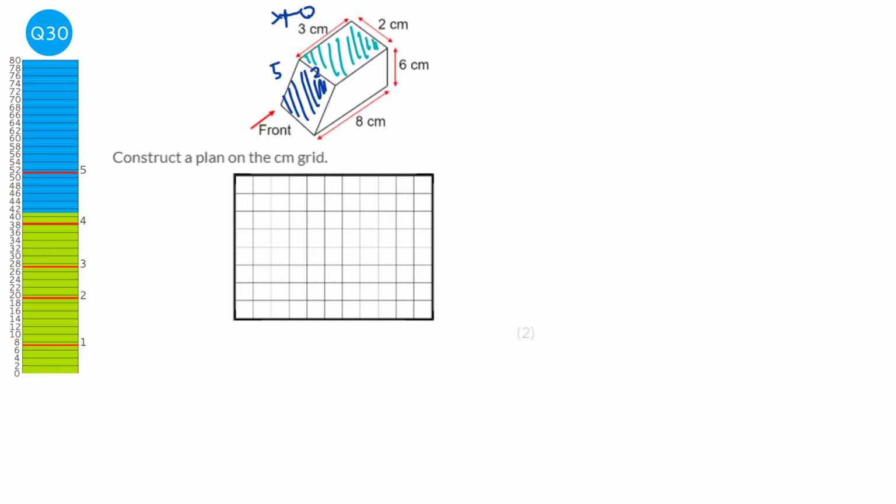So let's draw that on, and so we've got 2 centimetres down, and we've got 5 across. 1, 2, 3, 4, 5. And this is what it would look like from above. Now the other part will be the same 2 centimetres, but it will be 3 centimetres across. So we have 3 centimetres across.